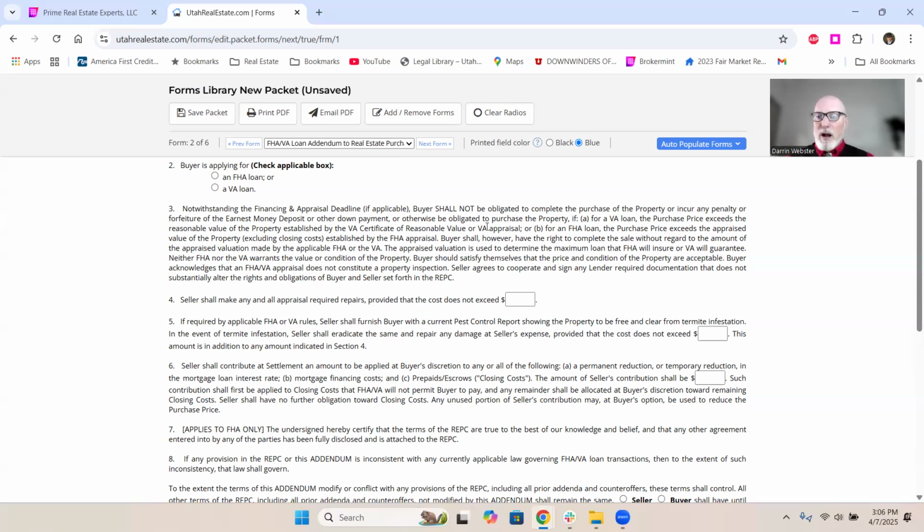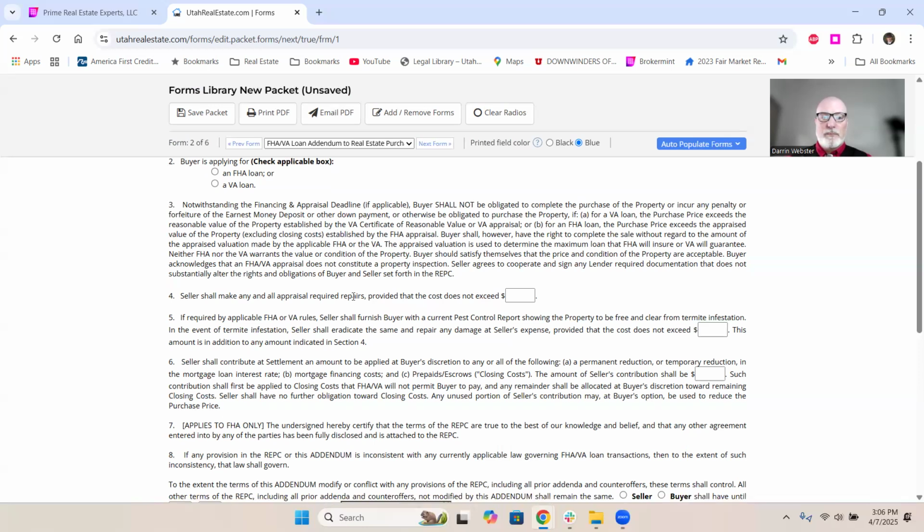However, all of this is part of that financing and appraisal deadline, and this states, regardless of what's in the financing or the REPC, if that appraisal issue is the reason that it's not going to go forward, earnest money is returned to the buyer. It does not go to the seller.